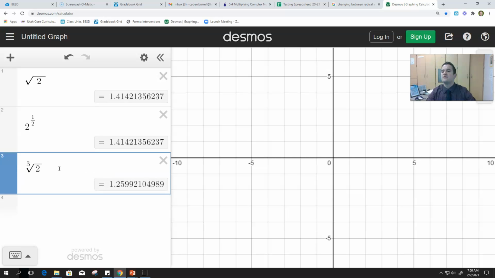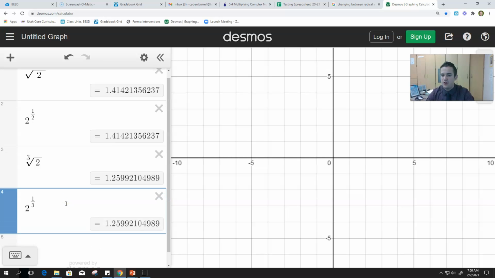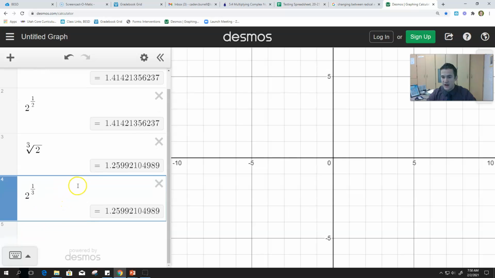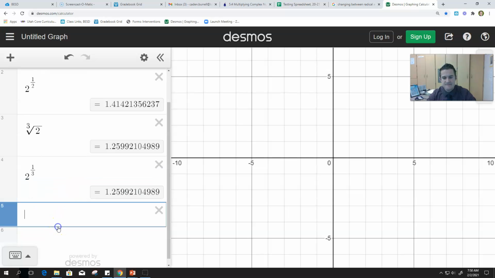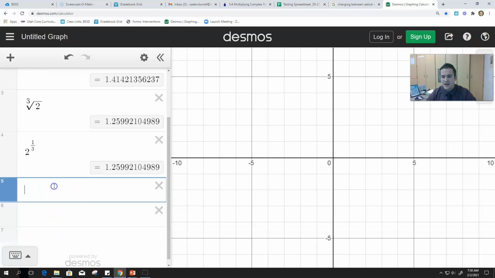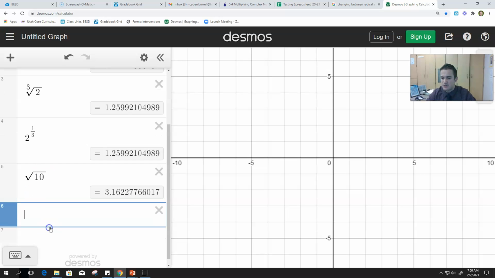Let's try the cube root of 2. So the cube root of 2 is 1.2599. 2 to the power of 1/3 is 1.2599. The next one I had there was the square root of 10. The square root of 10 is 3.16.